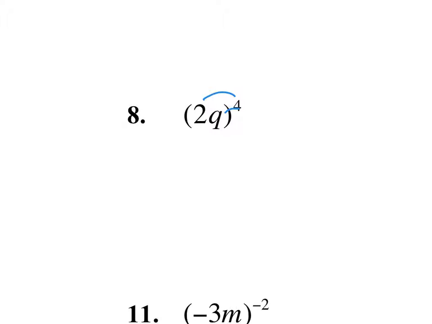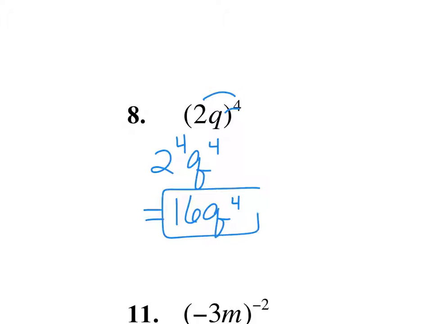All right, we're going to do 2q to the 4th power. So we get 2 to the 4th times q to the 4th. It's like the distributive property. Everybody is raised to the 4th power, so everybody gets that exponent. And now you need to simplify 2 to the 4th. You can use your calculator, which has the exponential key called the caret. So 2 to the 4th power is 16, or you can do it in your head. So that would be 16 q to the 4th.